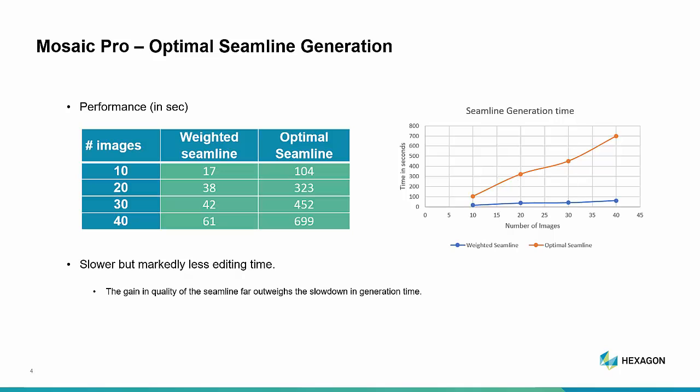So overall, the optimal seamline generation method generates quality seamlines, and since little time is spent editing it, you also get time savings.